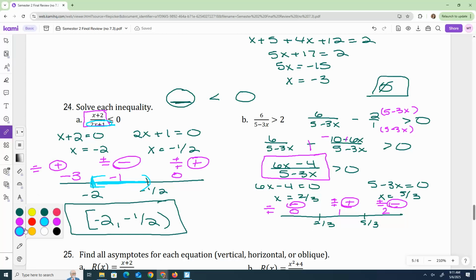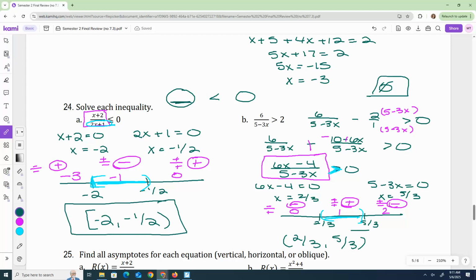Which ones did we want, positives or negatives? Positive. Greater than 0 is positive. So, this is only positive in the middle. No equal to, so that means everything is parentheses. So your answer is just 2/3 to 5/3.